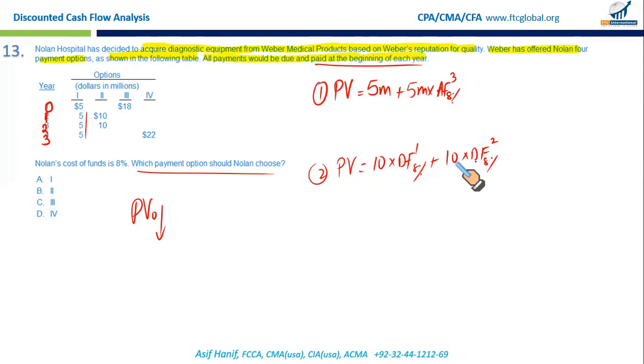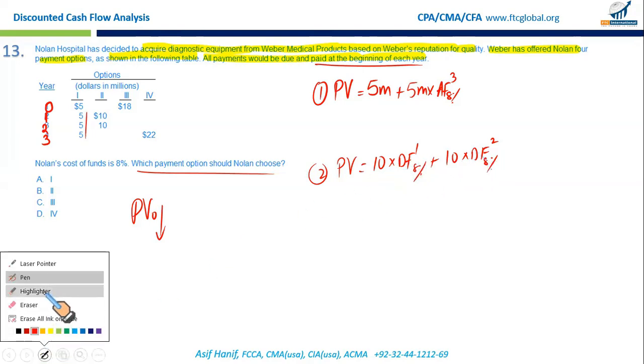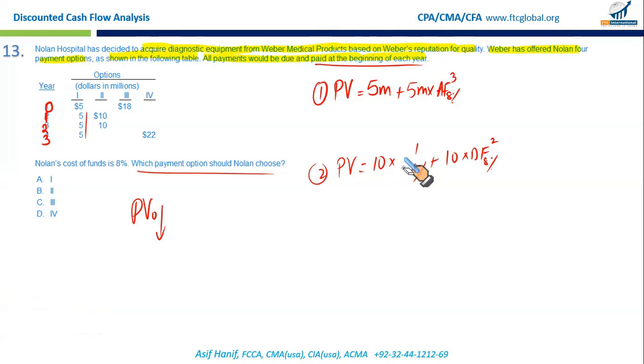Or you may use annuity factor for 2 periods. It is a quick way. Yes, you can do that. You can do it in a quick way because they are 2 consecutive years, so you can use annuity factor for 2 periods. Annuity factor for 2 periods at 8%.